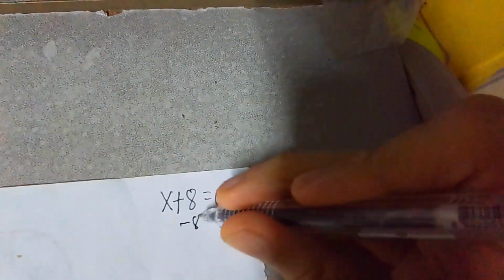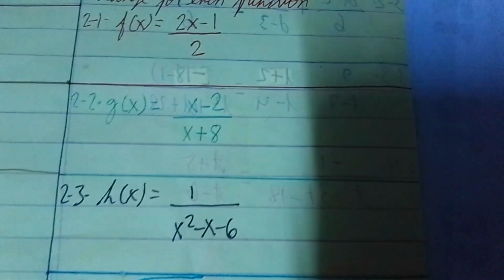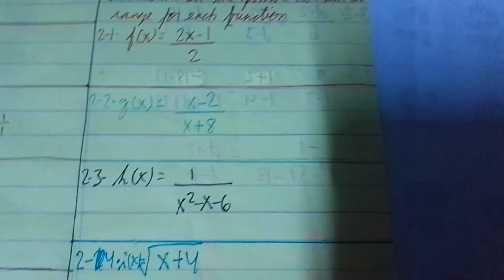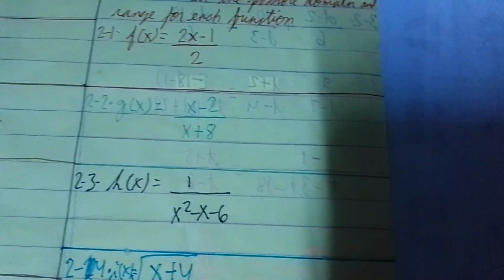Now, you know already what to do. Apply inverse. X is equivalent to negative 8. So, therefore, what is the restricted domain in number 2? The restricted domain in number 2 is the set of all real numbers except negative 8. You know it's already negative 8 if you were to calculate this in your head. Pero I just want to show you the solution for more emphasis. Next, number 3. h of x is equivalent to 1 divided by x squared minus x minus 6.